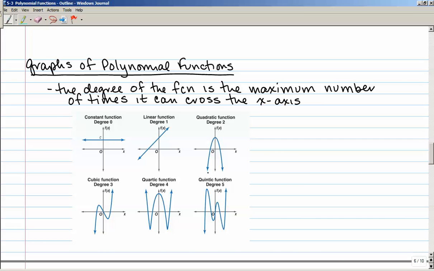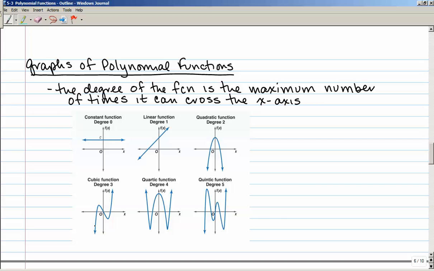A quadratic function is going to have an x squared in it, so the maximum number of times it can cross the x-axis is 2. And if you'll remember from the last chapter, sometimes we saw quadratic functions that just touched the x-axis in one spot, that had only one solution, or maybe it never crossed the x-axis at all, in which case it had no real solution. But the maximum number of times that a quadratic function can cross the x-axis is 2.